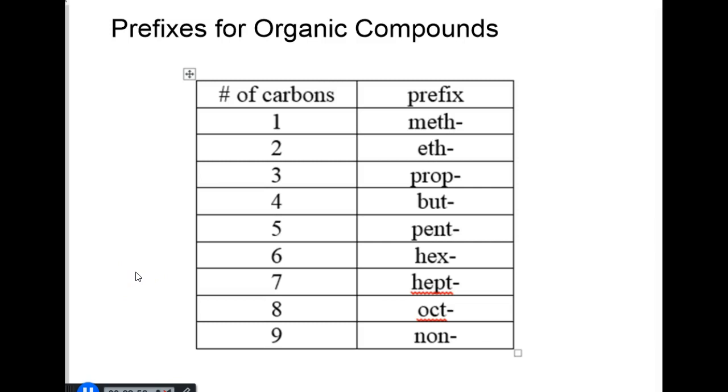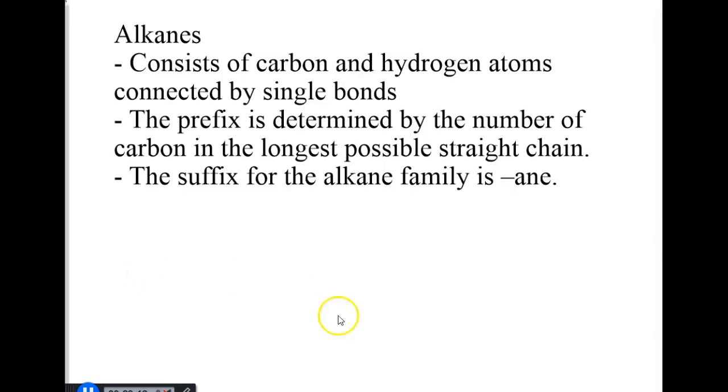This prefix chart is used for the number of carbons. It is found on page 4 of your yellow data booklets. The number of carbons in the chain becomes the first part of the word. Alkanes can be recognized by their name ending. So if you see anything with an ANE ending, that is a hint that it is an alkane.